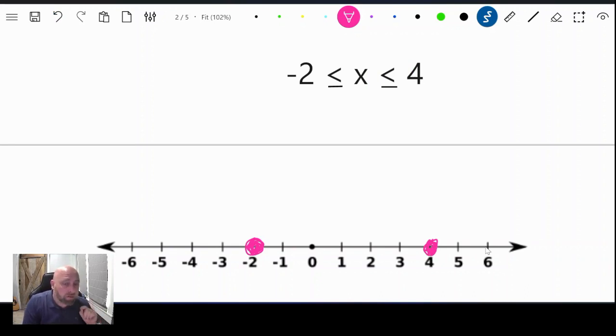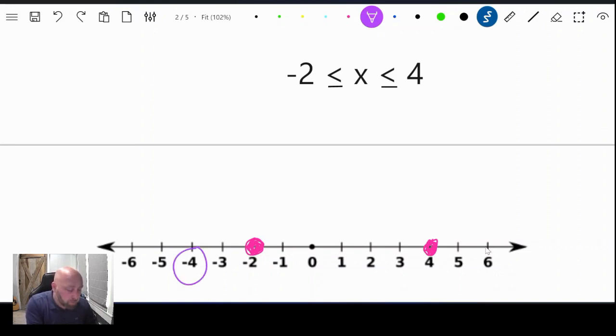Now, here's where the little trick comes into play. You might say, oh, I'm just going to follow the arrows, and I'm just going to draw these, and I'll draw this, and I'm good. Everything is good. No, everything is not good. So what do you need to do? Here's what you do. I pick test points, and I pick them on all sides of my critical points.